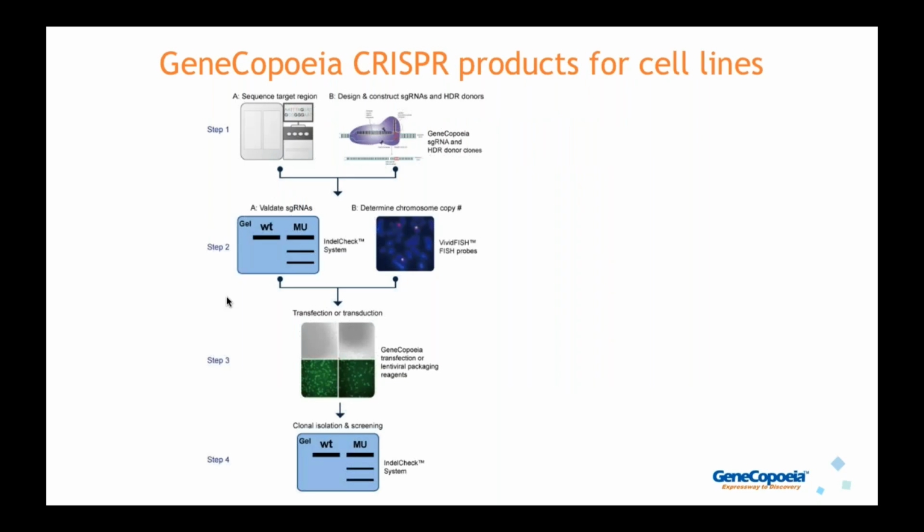So this is a basic workflow for using CRISPR in cell lines, and it shows the steps as well as the main GeneCopia CRISPR products for doing genome editing in cell lines. We have products that can cover pretty much every step of the process, from sequencing the target region and design and construction of single guide RNA clones and HDR clones if needed, and I'll talk a little bit about that. We also have solutions for validation of your CRISPR solutions in cell lines, as well as determining copy number via FISH probes that I just mentioned.